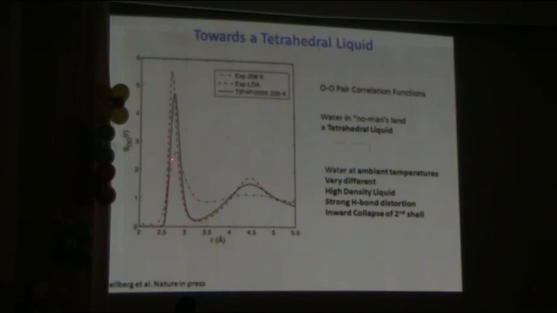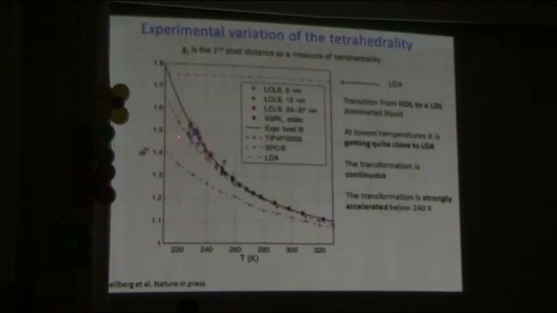Here's the pair correlation function for ambient water. Here's the pair correlation function for low-density amorphous ice. And here is TIP4P 2005. It's a simulation at 220 Kelvin, and 220 Kelvin is where we have to go in the simulation to correspond to the G2 of the experiment.